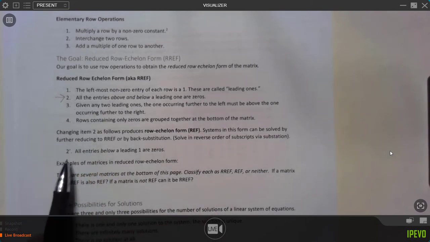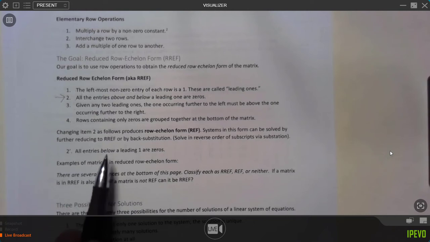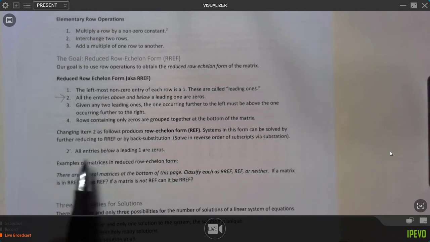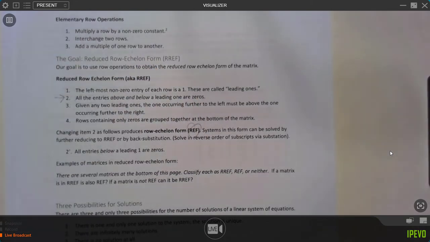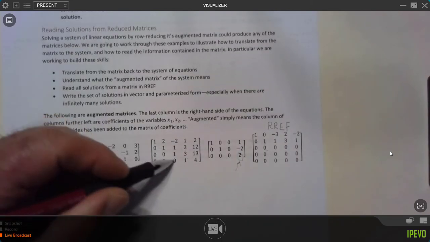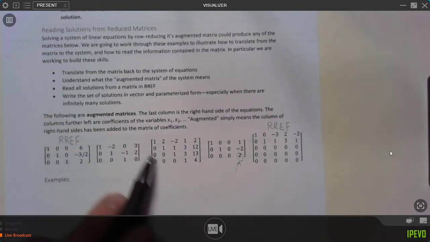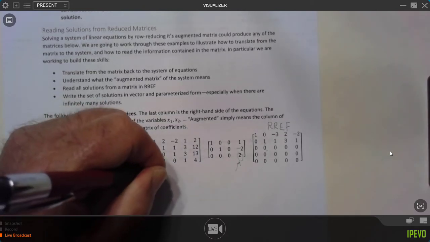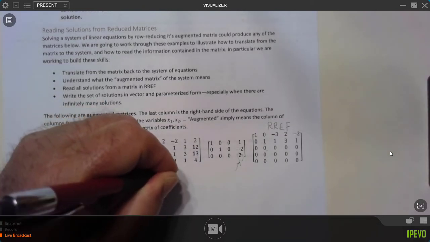If you modify this rule right here just a little bit, it says all entries above and below leading ones are zeros. Well, how about if we relax that a little bit? All entries below, but not necessarily above. All entries below a leading one are zeros. Then you have what's known as the REF, or row echelon form. So this one that has garbage above those leading ones, this is an example of row echelon form.